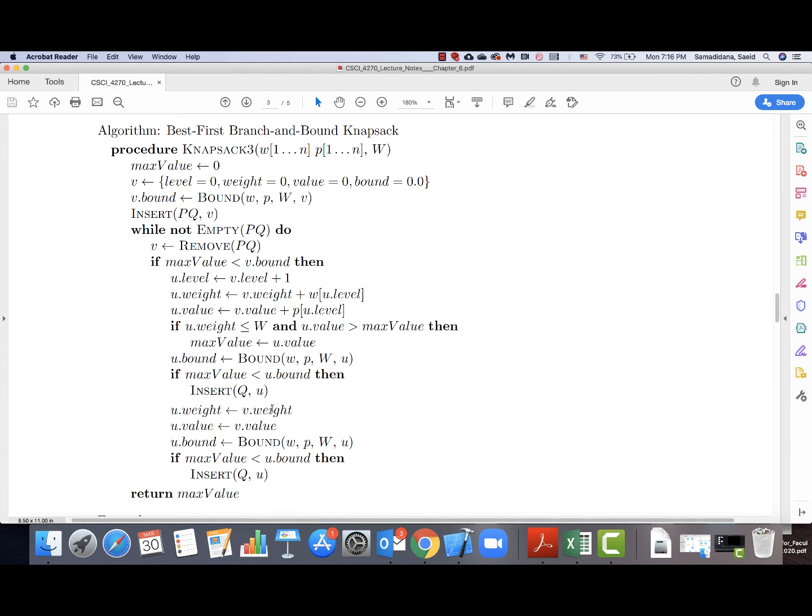At the end, we are returning the max value that we gained. In our example, it was a value of 90, which was when we picked item number 1 and item number 3, and the maximum bound was equal to 90. So that's the algorithm and one example for the best-first branch and bound algorithm for solving the 0-1 knapsack problem.